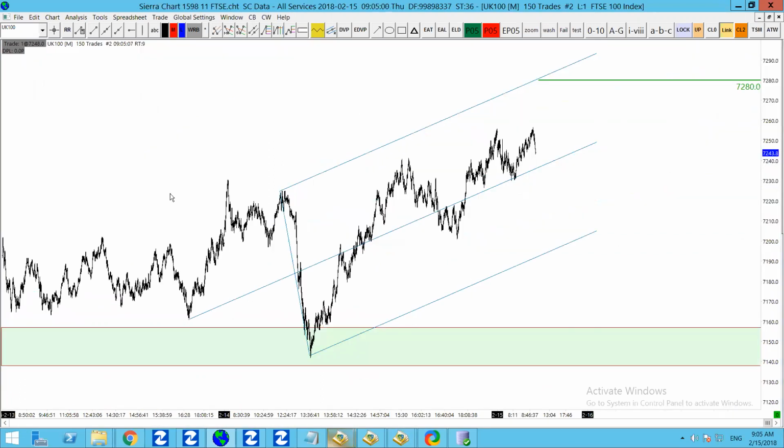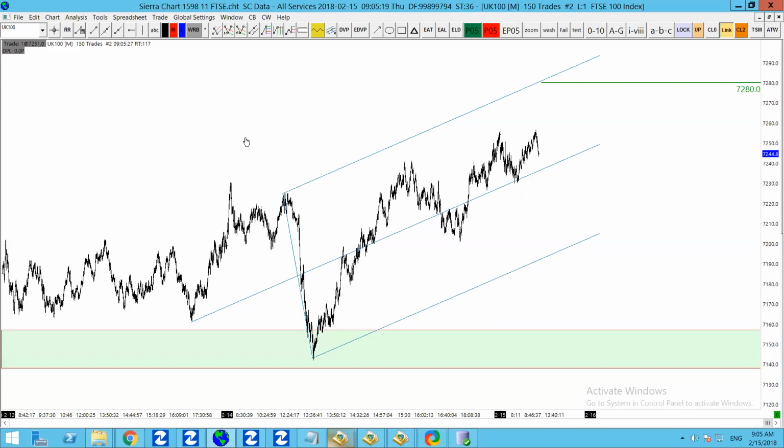On the 150 tick chart, similar kind of idea, just drawing on these little pivots. You'll notice that price is contained within this fork. The idea of breaking through that median line happened here. It tested it on the underside, still continuing to respect it, but you'd imagine that the upper median line parallel has to be a target in the short term for the FTSE.